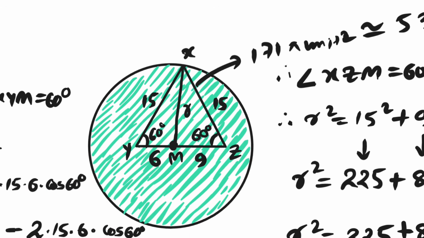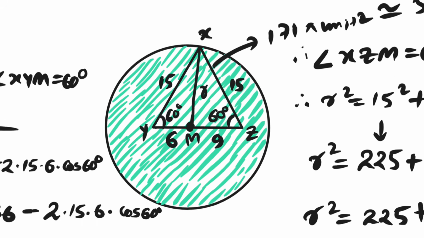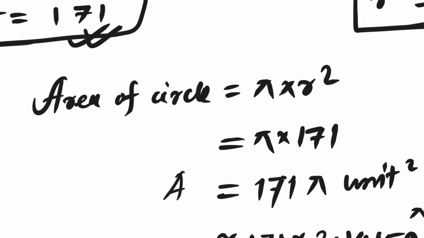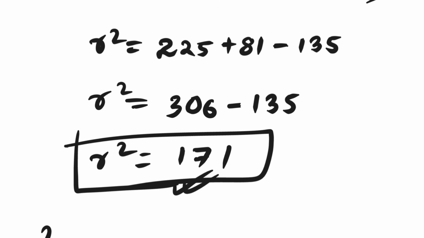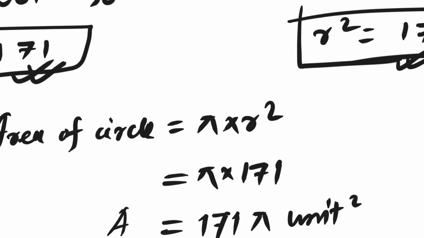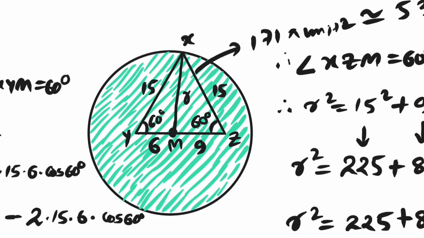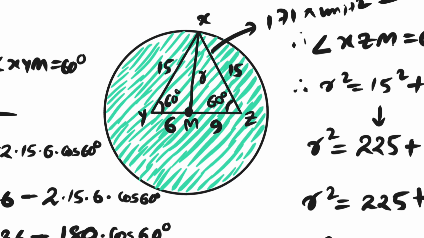And notice the main trick one more time. We never actually needed to calculate the radius itself. The area formula uses the radius squared, and the law of cosines gave us the radius squared directly. That is what makes this solution efficient. When you see a geometry problem where the final formula requires a squared quantity, always ask yourself whether you can calculate that squared quantity directly instead of finding the quantity first and then squaring it.